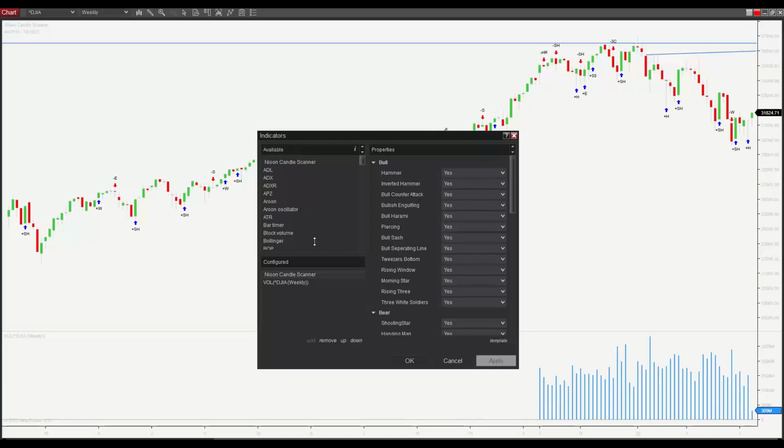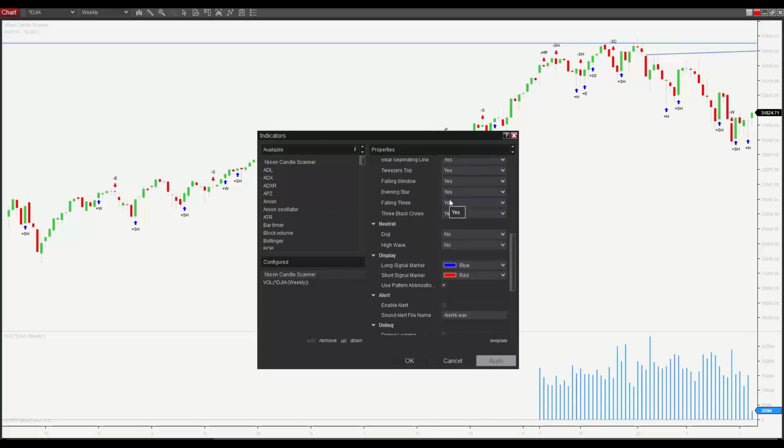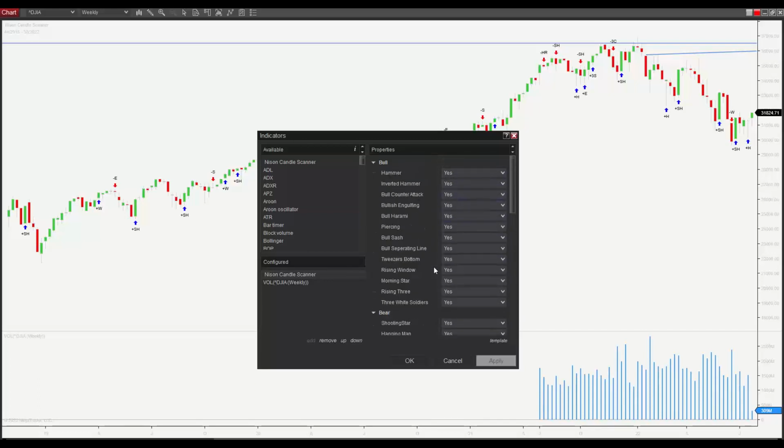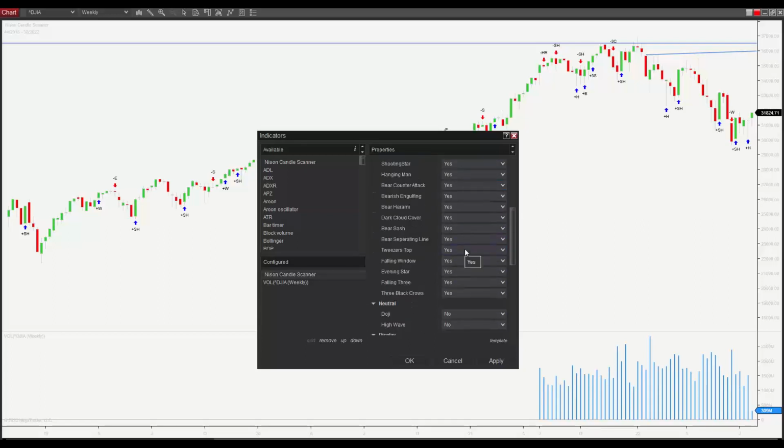So these are the indicators. You can customize the Nison Candle Scanner. That's really what today's session is all about. If you don't like looking at tweezer bottoms or three white soldiers, you can just turn those to no. For example, hit apply, and you would not see three white soldiers listed. If you only want hammers, you only want engulfing patterns, you only want windows, you can just say yes to any candle pattern that you want.